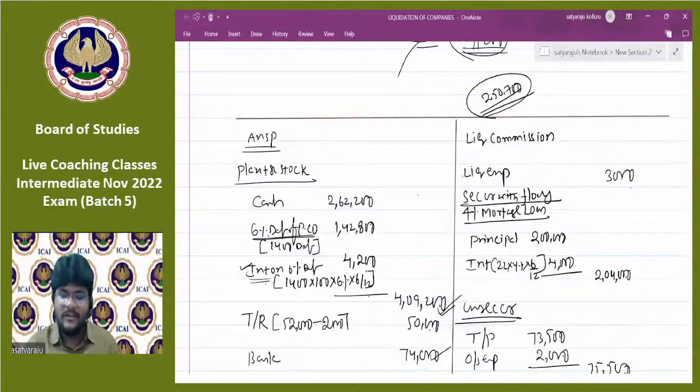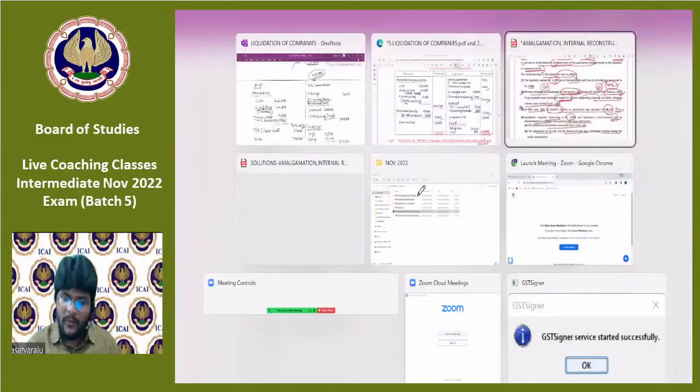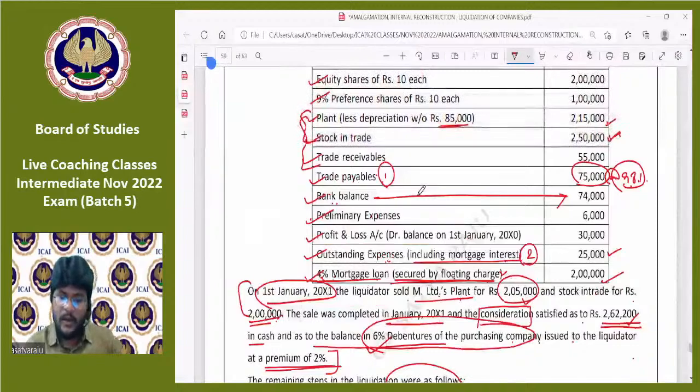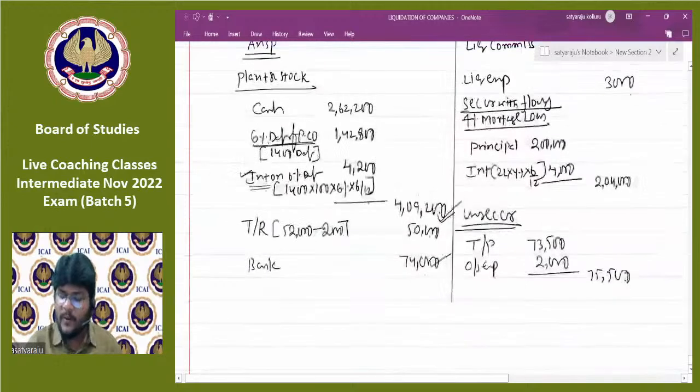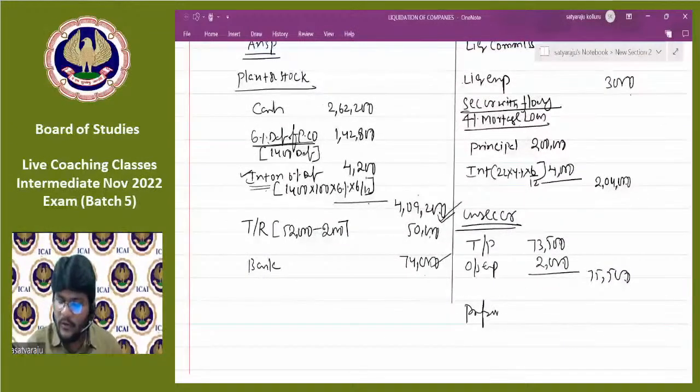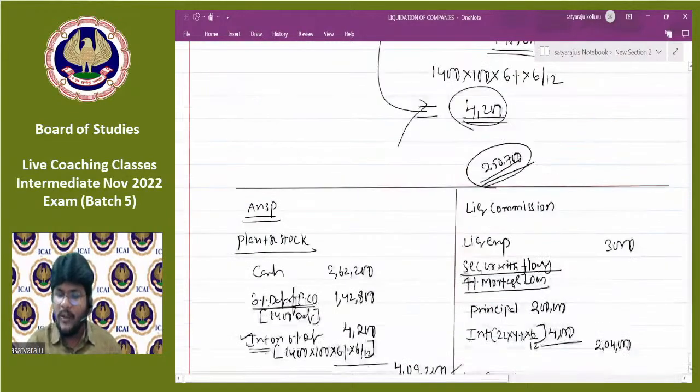Now what is your next step, sir? In the order of payment, next I need to make payment to preference shareholders. How much do I need to pay? 1 lakh. There is no arrears of preference dividend, nothing was mentioned. That's why you can go for preference shareholders payment. Now the remaining cash balance with the liquidator was 2,50,700 minus 1 lakh, means 1,50,700.